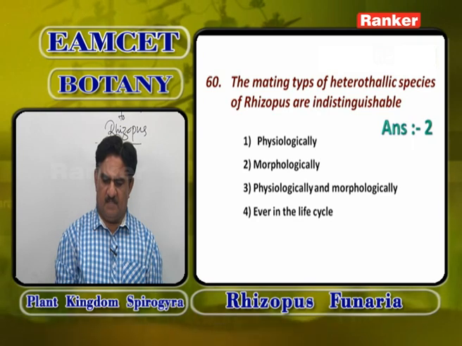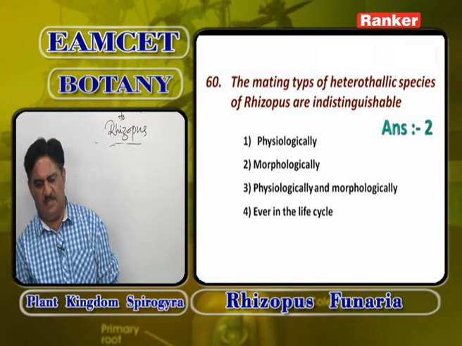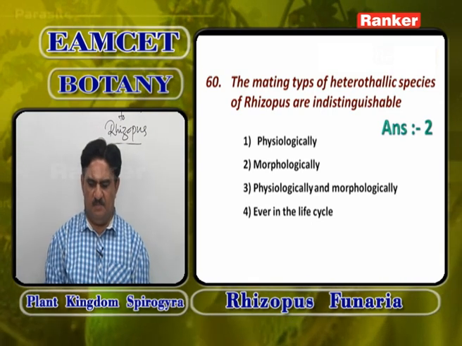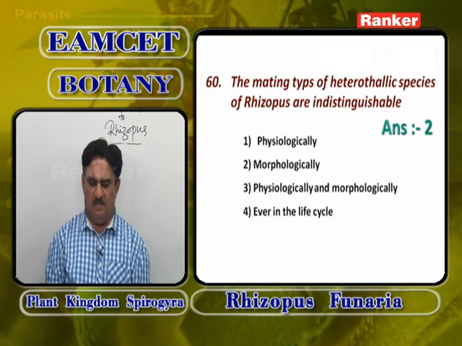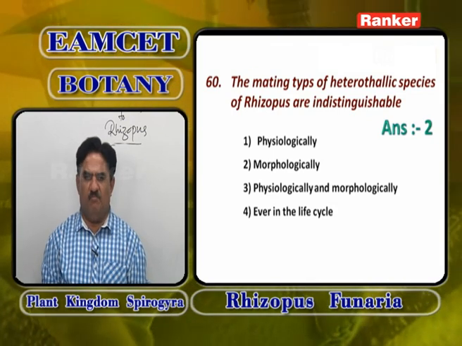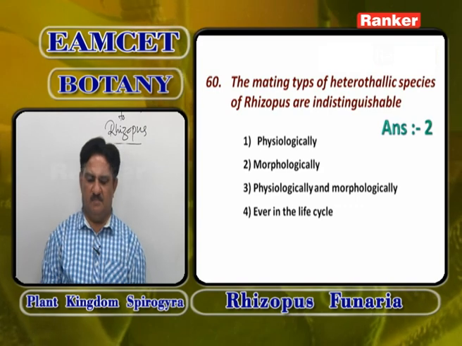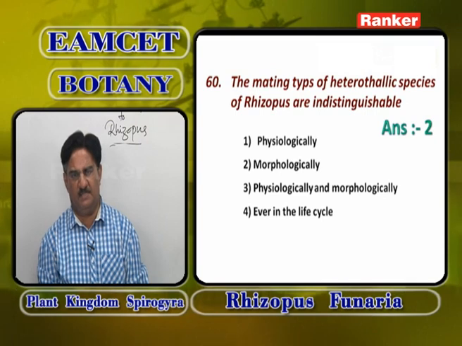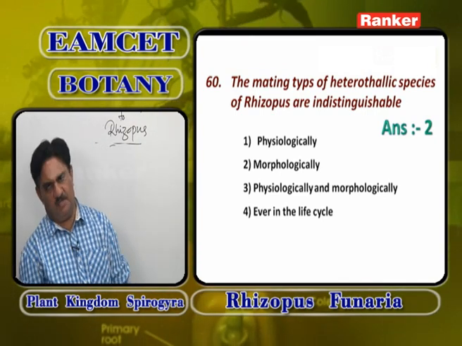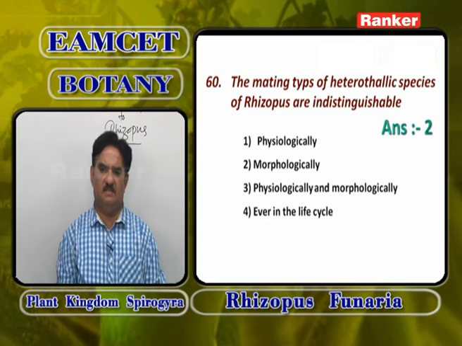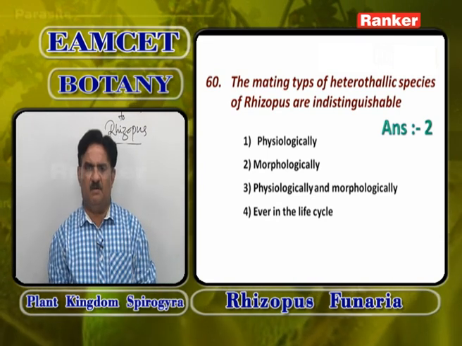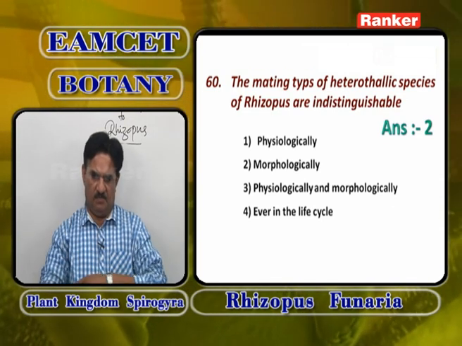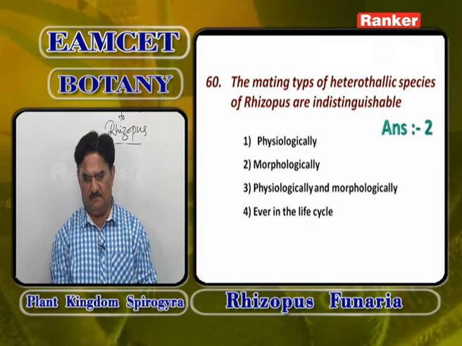So, the mating types of heterothallic species of Rhizopus are indistinguishable, meaning we cannot recognize them. Physiologically we can recognize them. Physiologically and morphologically is wrong. Ever in the life cycle is wrong. Morphologically we cannot distinguish them. By seeing them we cannot say which one is plus and which one is minus. Only by reproduction do we come to know that one is plus, the other is minus, because 2 plus cannot be involved, 2 minus cannot be involved. When plus and minus are kept together they are involved in reproduction and produce zygospores. So, second option.